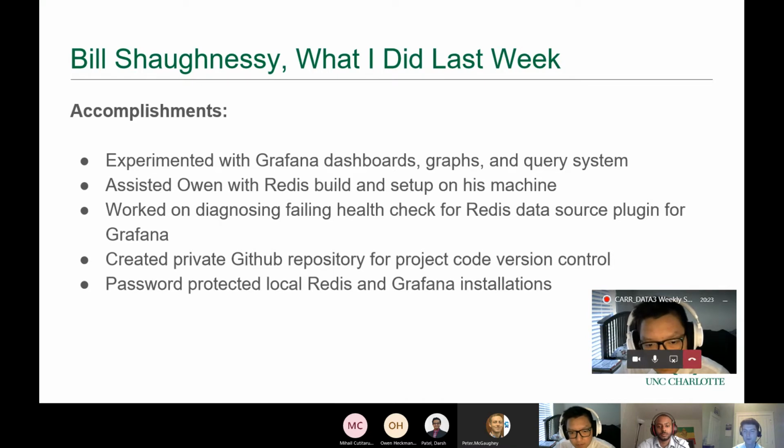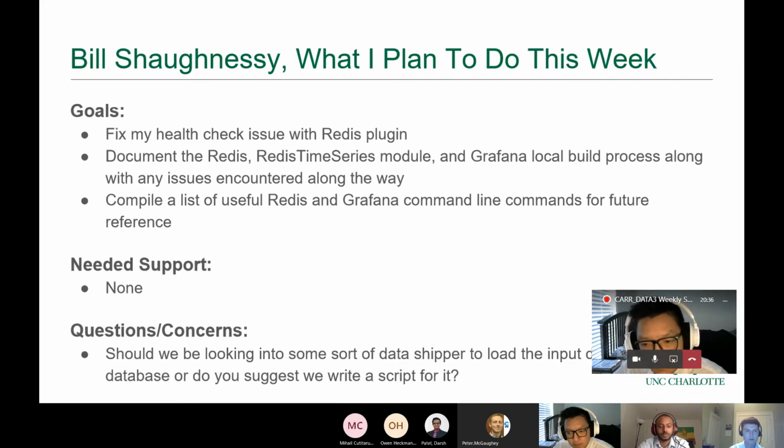And Darsh, like you said, it was super easy to password protect the Redis server, and Grafana was also super easy, but a little different. So I just wanted to let you know that's not gonna be a problem. As far as goals for next week, I obviously want to get that plugin health check issue fixed. I'd also like to create documentation for everything that we've done for setting up the server, installing the modules, and linking to Grafana, because there's documentation for each individual piece, but there's not really a solid start to finish guide on how to do it.